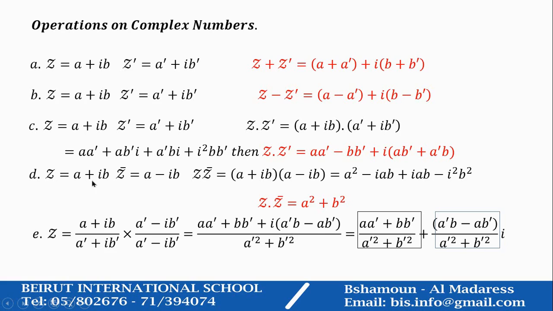Z equals A plus iB. Its conjugate, which you represent by Z bar, is A minus iB. To find the product, you distribute, and you end up with, because minus iAB plus iAB will disappear, and minus i squared B squared, i squared is minus 1, minus 1 is plus. So the product of a complex number by its conjugate is A squared plus B squared.